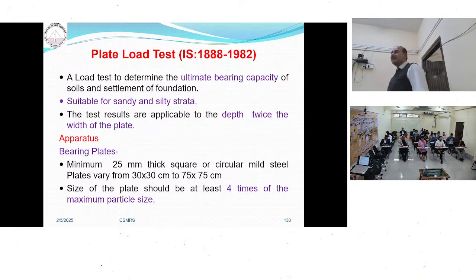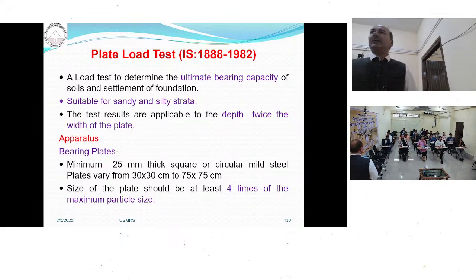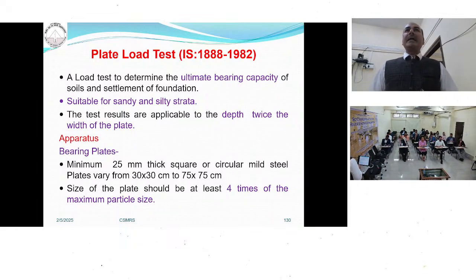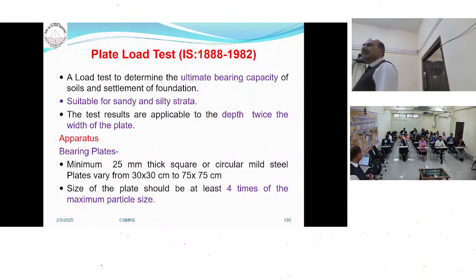Normally for this test we use steel plates whose thickness and dimensions vary. The dimensions of the plates vary: 30 by 30 centimeter, 40 centimeter square plates, 75, 50. These are the sizes of the plates. How do we choose it? You will decide it based on the type of soil. So for clay soil, which kind of plate do you want to use?